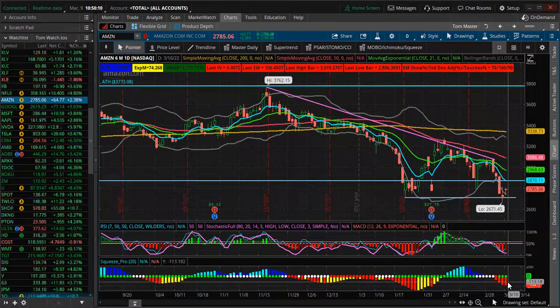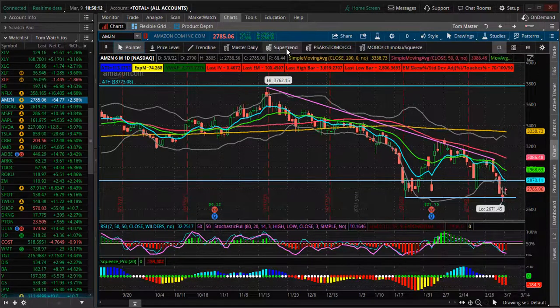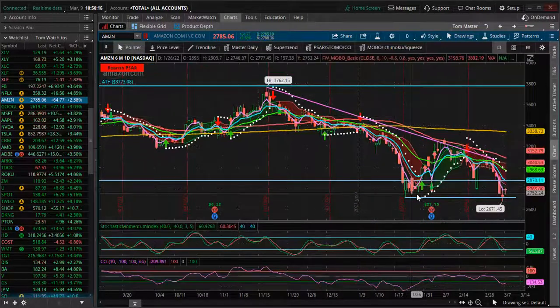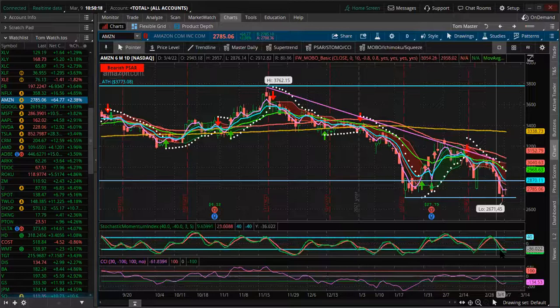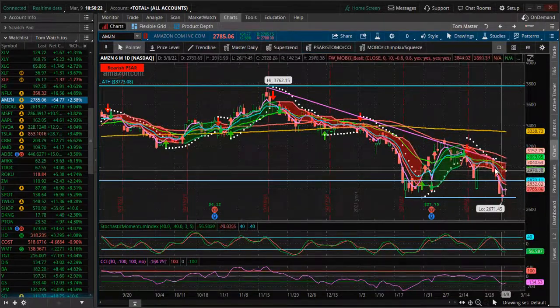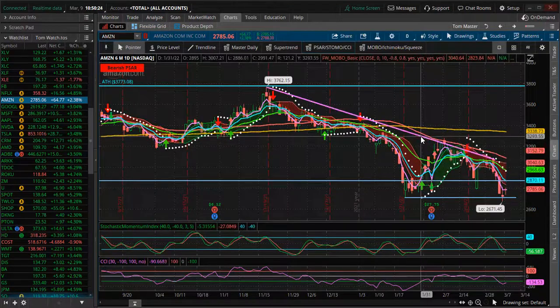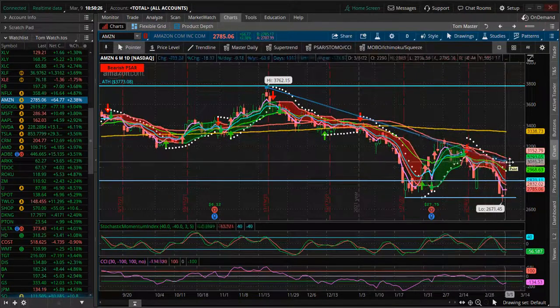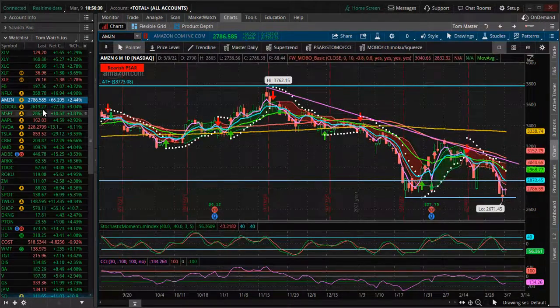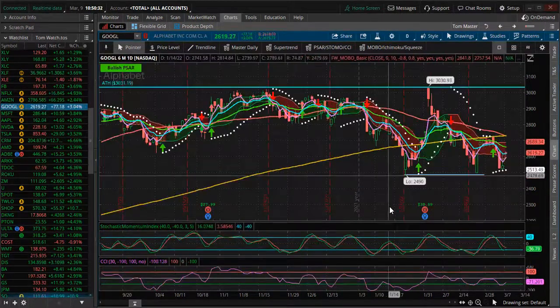The squeeze is still firing. It has not begun to reverse yet. Super trend is still red, and stochastic momentum and everything is still pointing down. There's no reason to get in, and PSAR is not close to reversing. So Amazon is not ready to make any kind of a move back to try to break this trend line. Amazon's struggling in there.